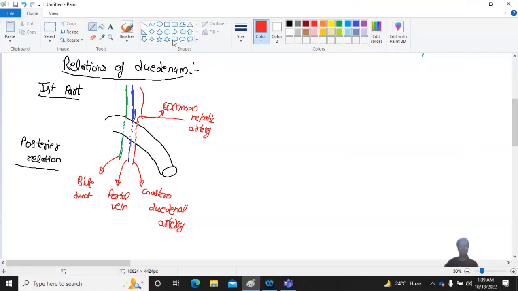Now come to the anterior relations. The direction of the first part of the duodenum is important. It ascends: it goes superiorly, posteriorly, and then to the right side. The direction is superiorly, posteriorly, and to the right side. This is the direction of the first part of the duodenum.